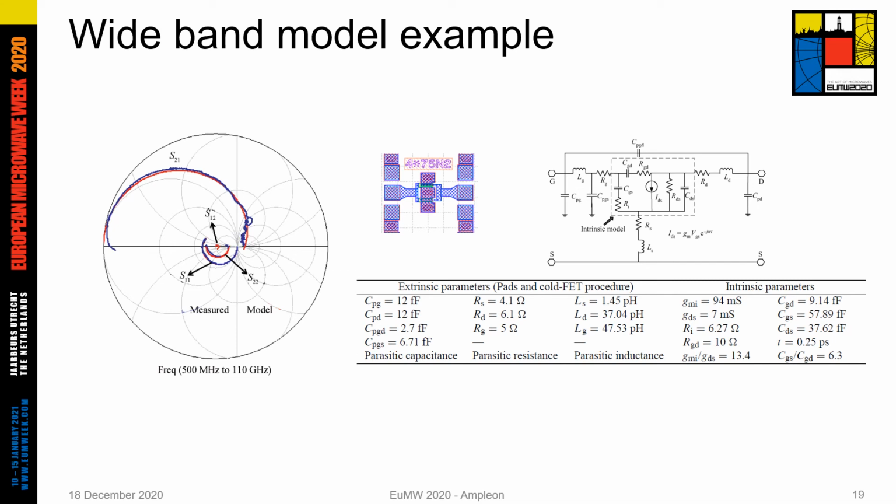Moreover, the extrinsic and the intrinsic parameters that you see here need to have a physical meaning. It means that you can have this fitting, but these numbers need to have dimensionally reasonable values, to have a feeling that this device can predict or extrapolate for other bias conditions or outside of this frequency range.